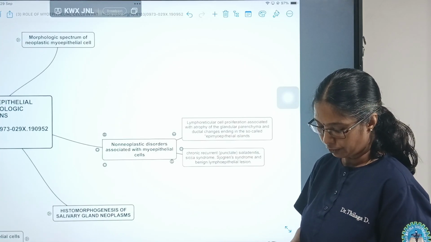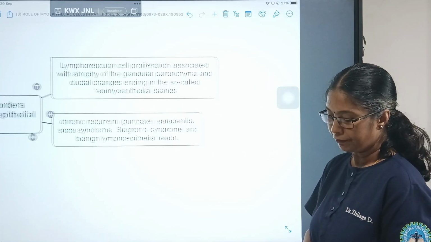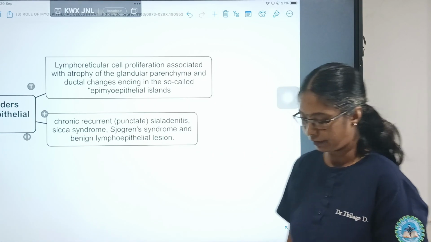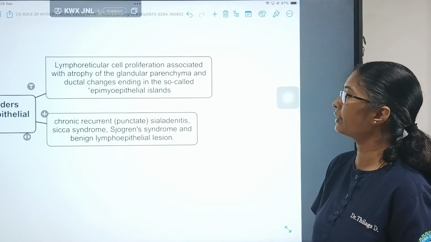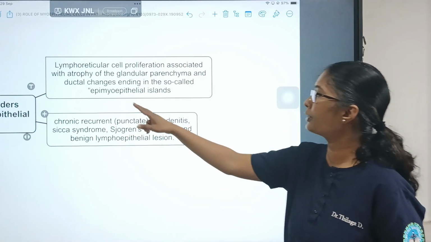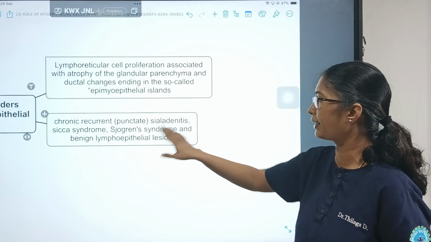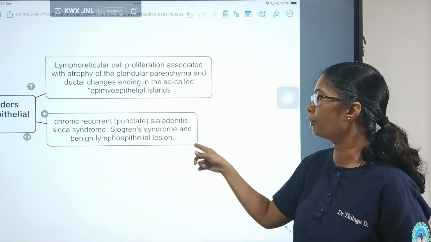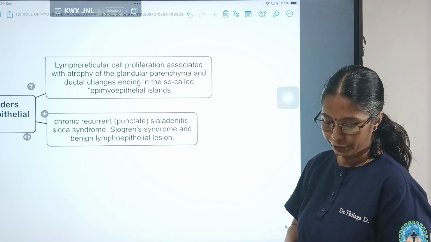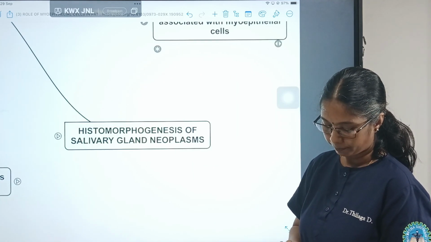And what are the non-neoplastic disorders associated with myoepithelial cells? The lymphoreticular cell proliferation associated with atrophy of glandular parenchyma and ductal changes ending in epimyoepithelial islands. And where are these found? They are in chronic recurrent sialadenitis, Sicca syndrome, Sjogren syndrome, and benign lymphoepithelial lesion. These are the non-neoplastic disorders of the myoepithelial cells.